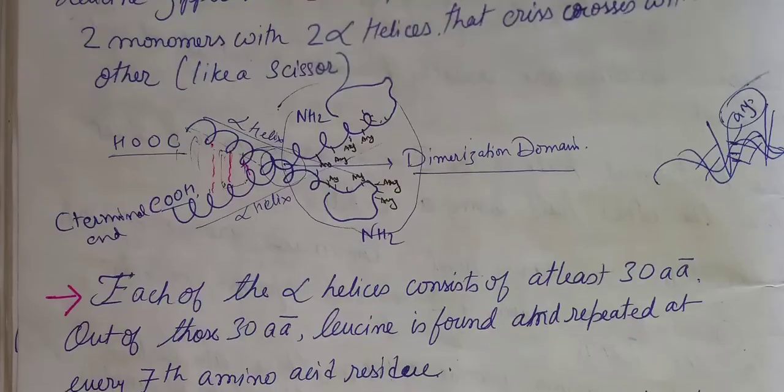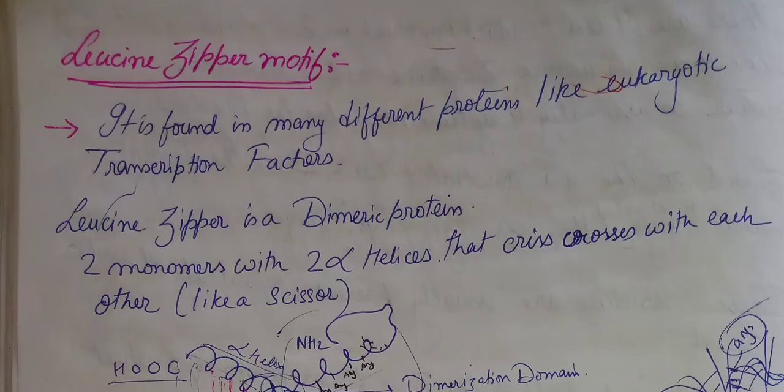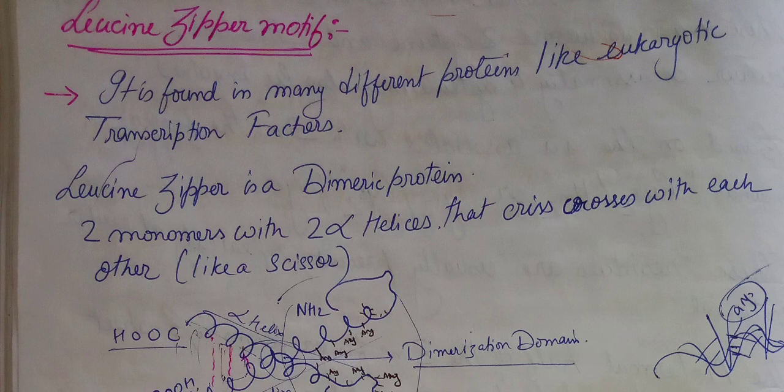Next, two more to go: the leucine zipper motif. The leucine zipper motif is found in many different proteins, like eukaryotic transcription factors. I have told you from the beginning, don't worry if you wish to give an example of structural motifs. Most transcription factors have this type of structural motif.